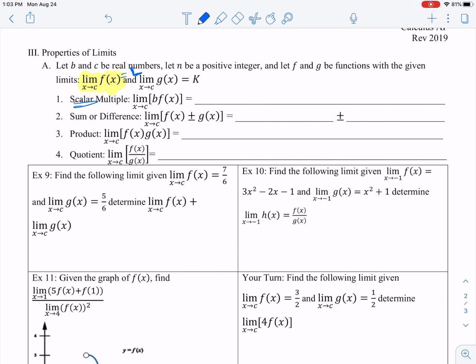Scalar multiplication means I'm multiplying the function by a real number. Okay, a real number, doesn't matter. So your answer is that same real number times whatever the limit of f of x was. So in this case, it would be L times B.